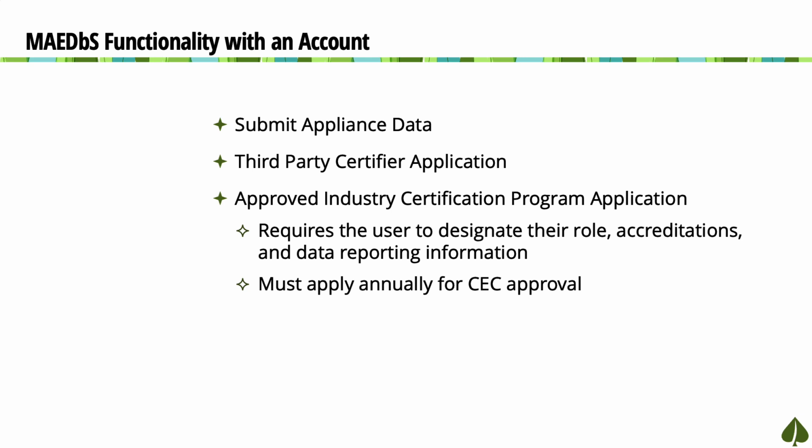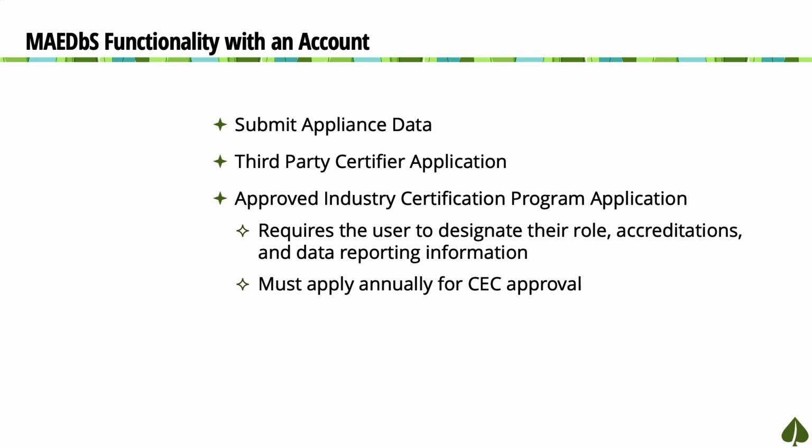After you have been added to your company's account or have created a new account, you'll be able to do 3 things: submit appliance data, fill out the third-party certifier application, and fill out an approved industry certification program application. The rest of this session will cover how to complete the third-party certifier application.